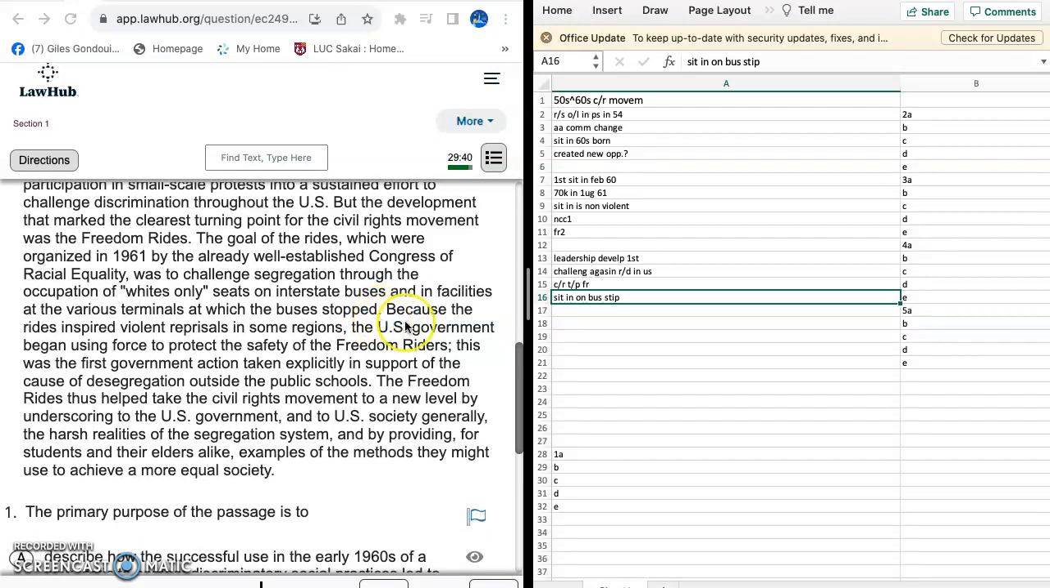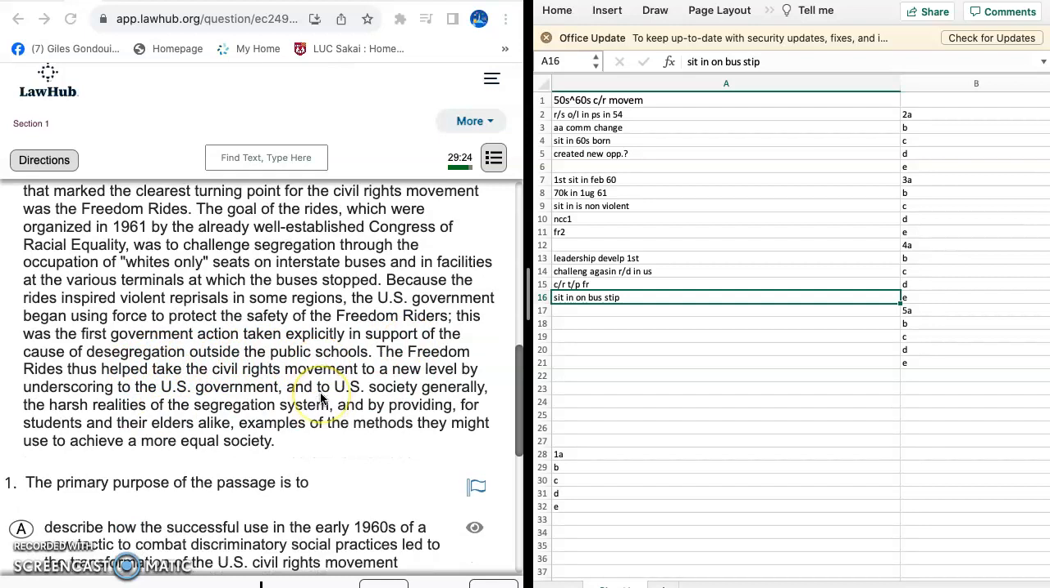Because the rides inspired violent reprisal in some regions, the U.S. government began using force to protect the safety of the Freedom Riders. This was the first government action taken explicitly in support of the cause of desegregation outside the public schools.